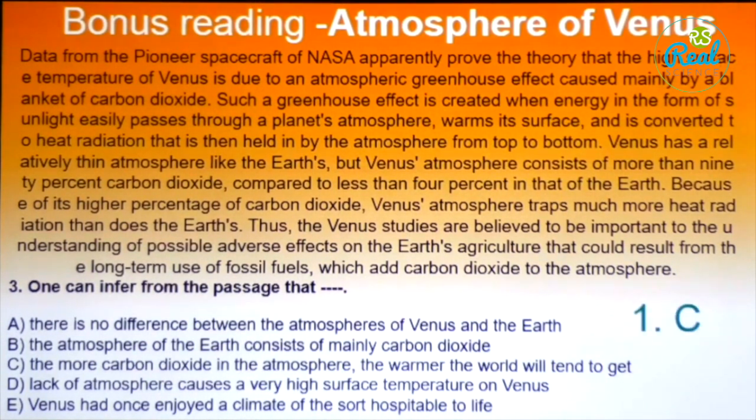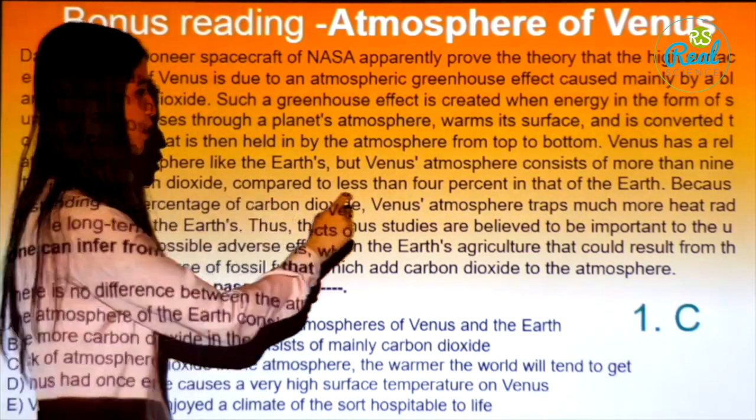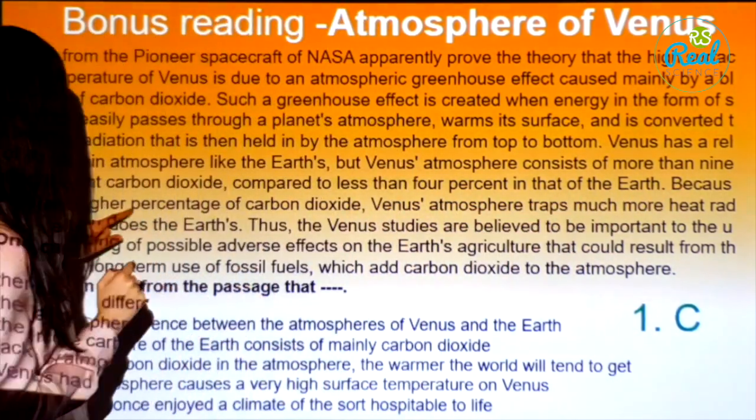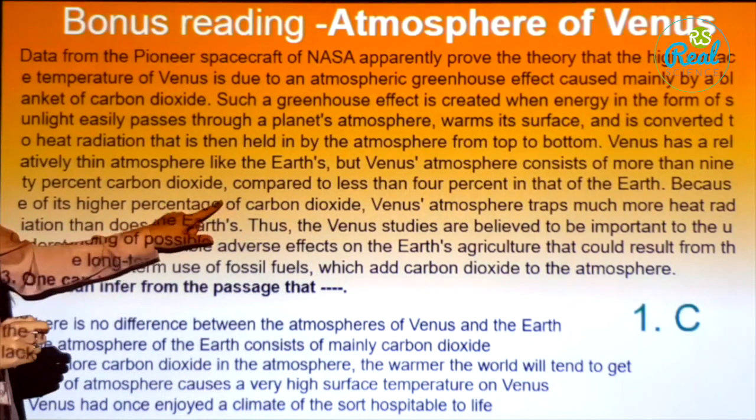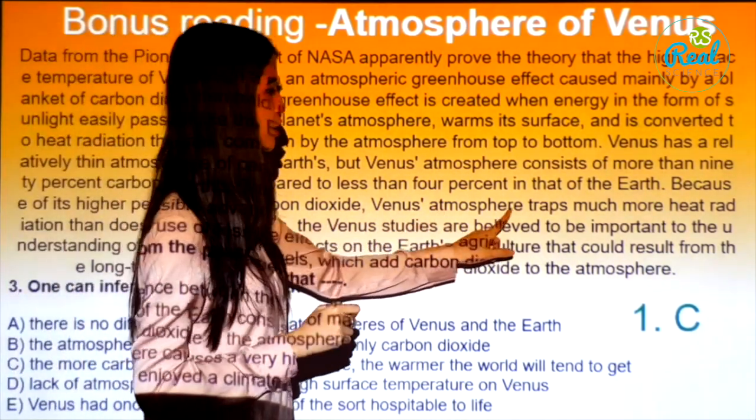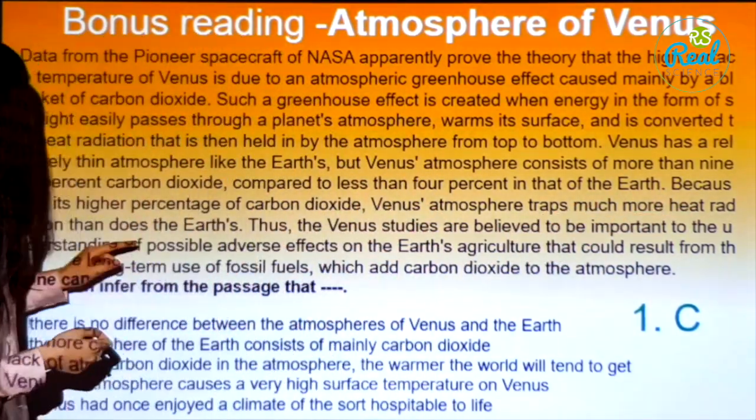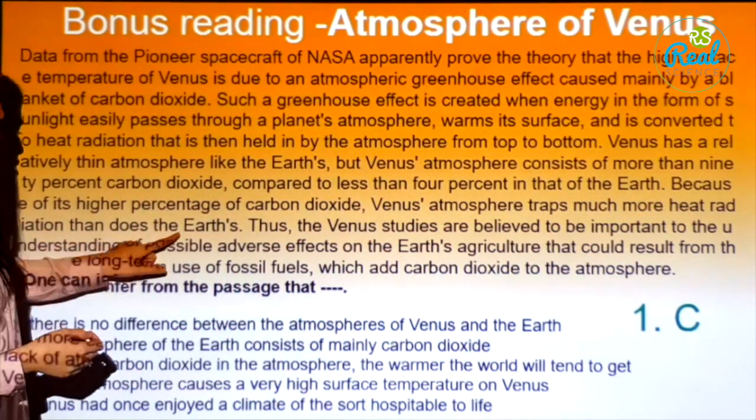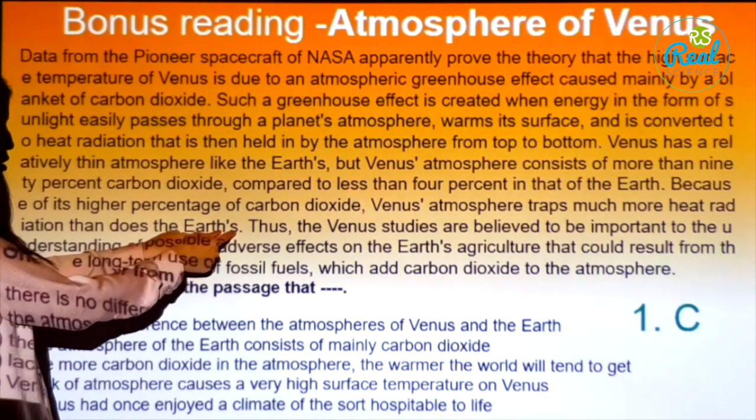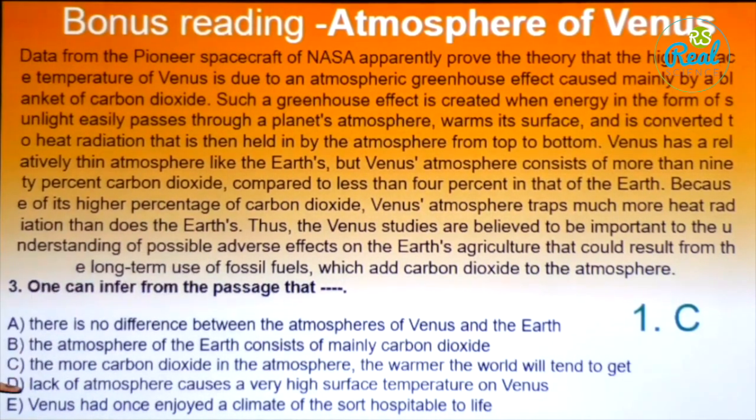Okay. It is C. Why did you get confused, guys? It says right over here, starting here: because of its higher percentage of carbon dioxide, Venus' atmosphere traps much more heat, which means it's warmer radiation than does the Earth. So here's your answer, and that is why the answer is C.